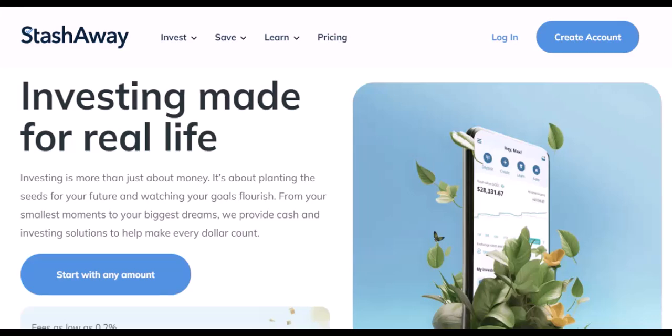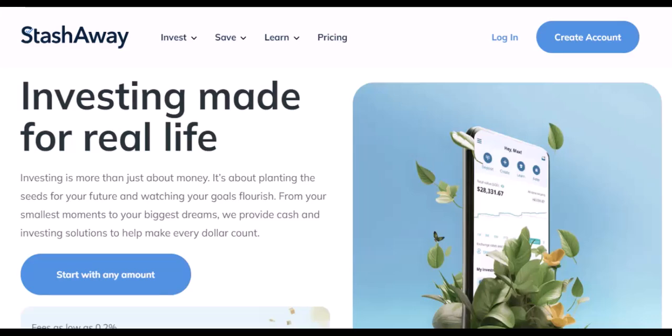Stashaway is an investment platform that offers automated investing solutions. They use a robo-advisor approach, meaning they use algorithms to build and manage diversified portfolios based on your risk tolerance and investment goals. Getting started with Stashaway.